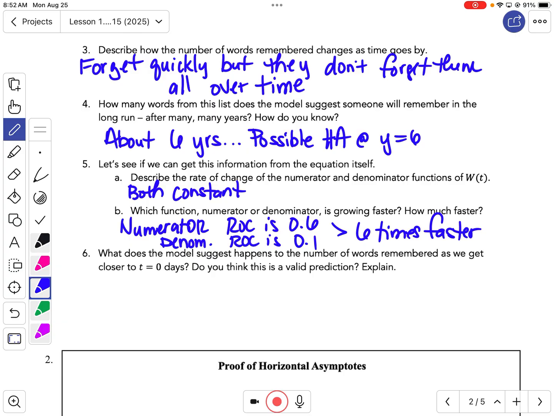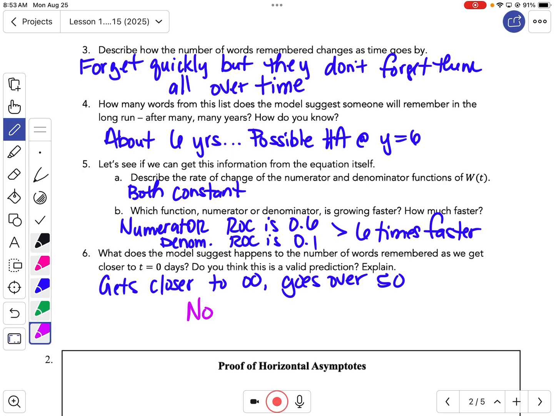So what does this model suggest will happen to the number of words remembered as we get closer to 0 days? Yeah, it would get closer to infinity, okay? And so it would go over 50, right? It gets closer to infinity. It goes over 50. Is that a valid prediction? No, okay? So it's not very valid for the closer we get to time equal to 0, all right? It's very valid when we get farther out, but not quite as valid there at the very beginning, okay?